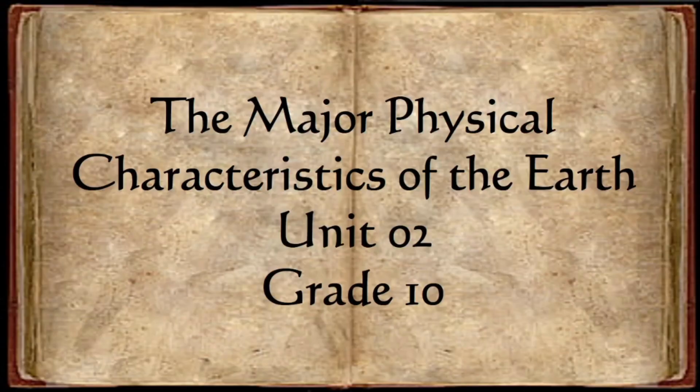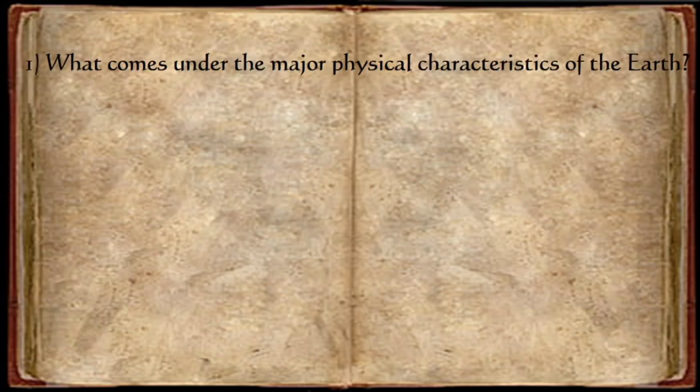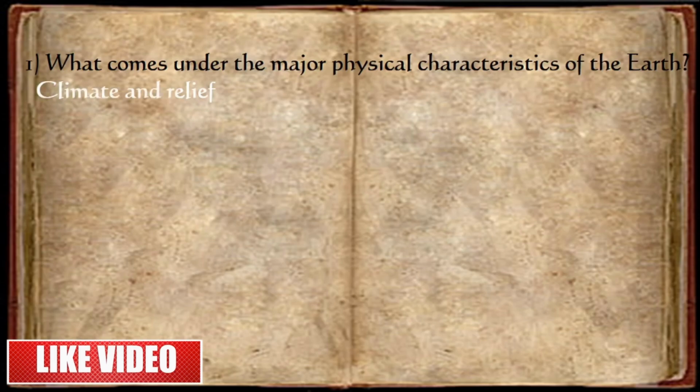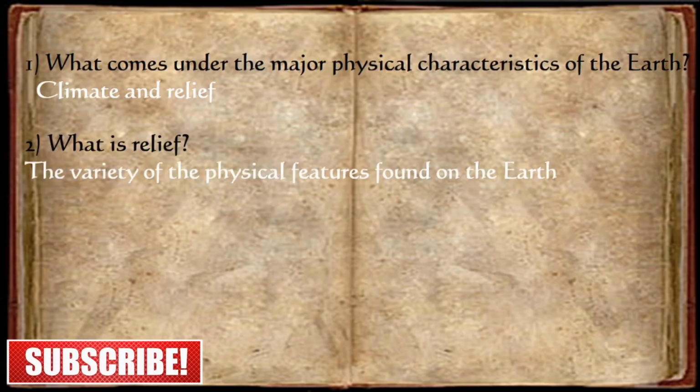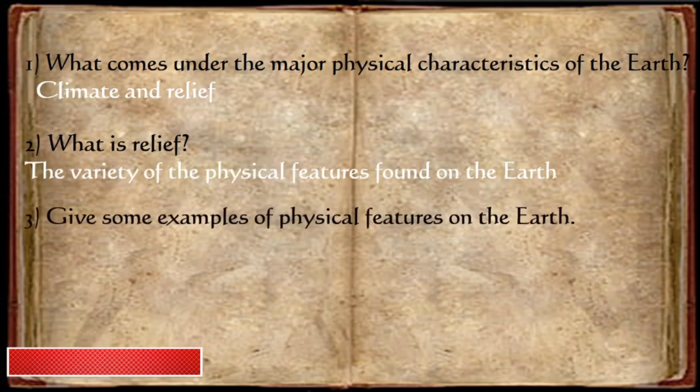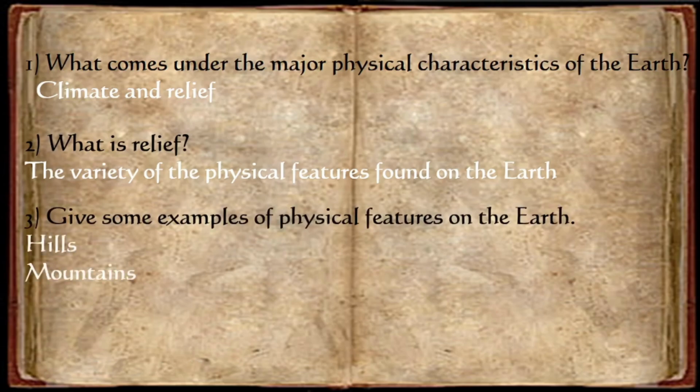The major physical characteristics of the Earth, Unit 2, Grade 10. The introduction. Under introduction, I have prepared some questions and answers. Let's look at them first. First one, what comes under the major physical characteristics of the Earth? Climate and relief. What is relief? The variety of the physical features found on the Earth. Give some examples of physical features on the Earth: hills, mountains, mountain ranges, plateaus, plains.